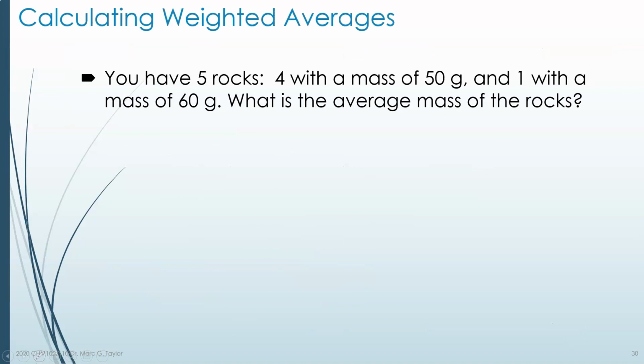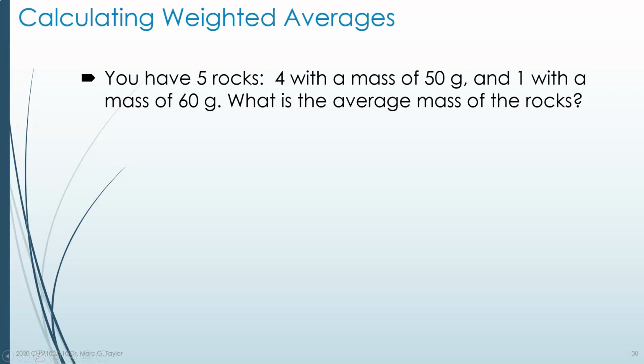So, before we get into actual calculating, let's do a little analogy. Let's say you have 5 rocks, and 4 of those rocks are exactly the same. They have 50 grams mass each. But one of the rocks is a little heavier. It has a mass of 60 grams. It's more massive. So what's the average mass of the rocks?